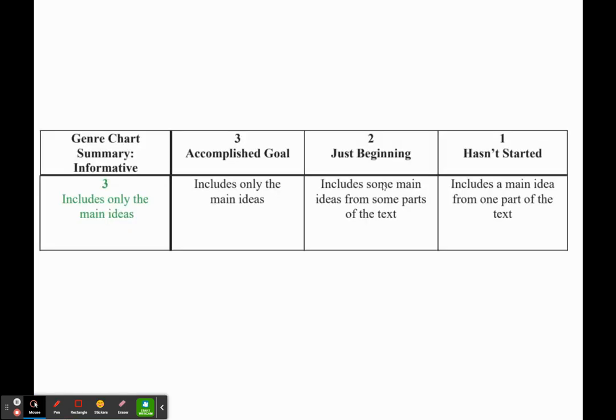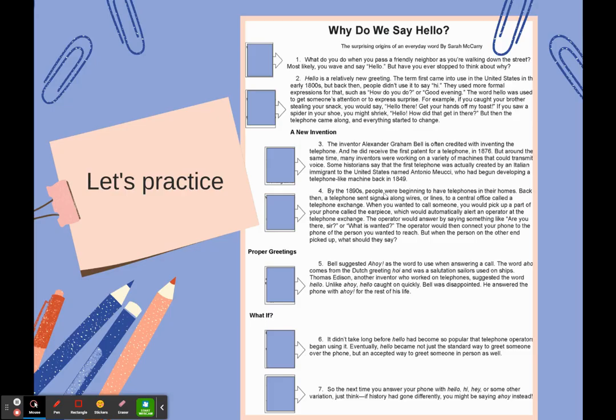This is going to be on your summary rubric. It's number 3, includes only the main ideas. If you include only the main ideas, 3 out of 3. If you only include like one main idea, only 1. If you have some of them, you'll get a 2.